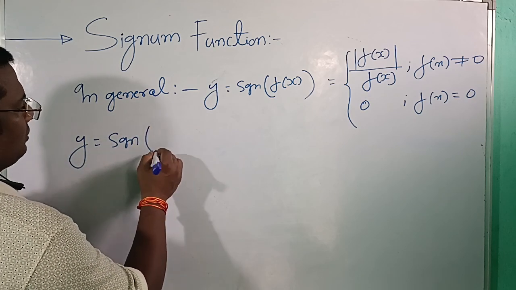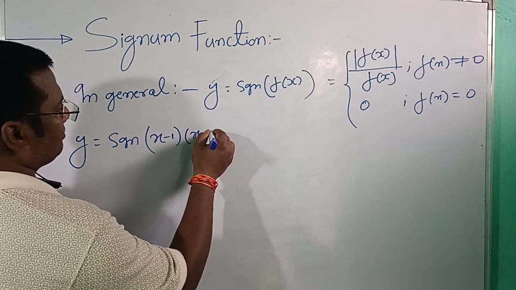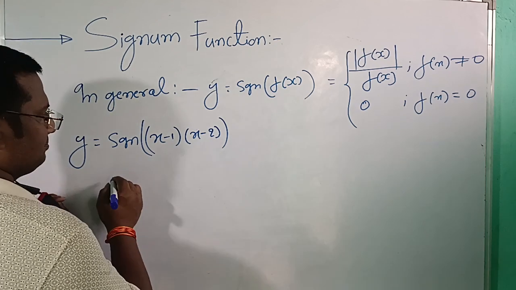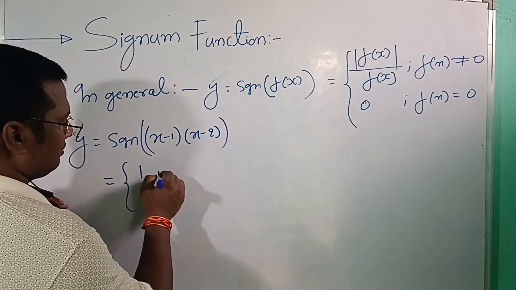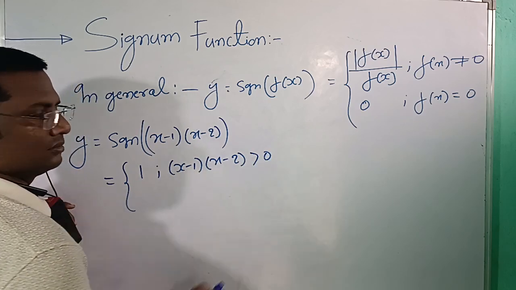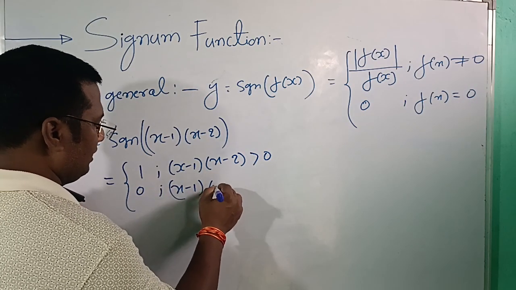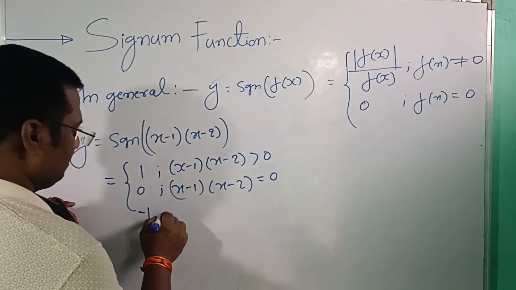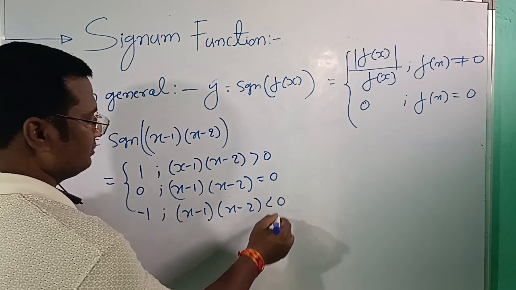So suppose sgn of (x minus 1)(x minus 2). Okay, so this will be 1 if (x minus 1)(x minus 2) greater than 0. Okay, and this will be 0 if (x minus 1)(x minus 2) equal to 0. And this is minus 1 if (x minus 1)(x minus 2) less than 0.